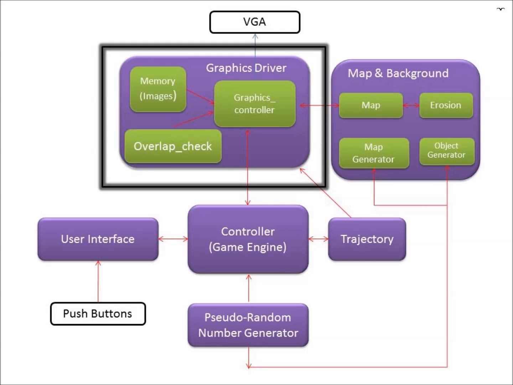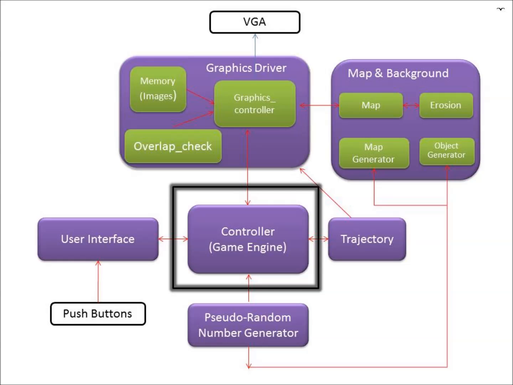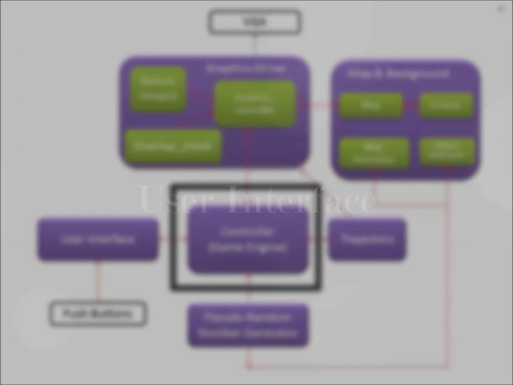The graphics driver contains the ROM memory for sprites, overlap checking, and the graphics controller. The map and background contains the map generator, erosion for when a cannonball hits the ground, and the object generator for the movement of the clouds. Lastly, the controller determines which state to be in based on the input from the user and other modules.